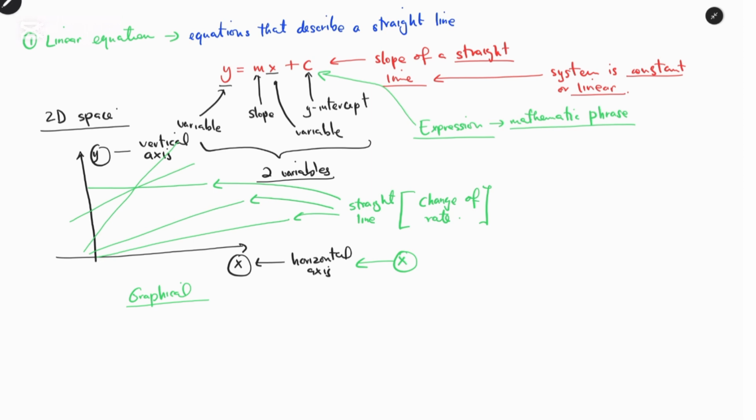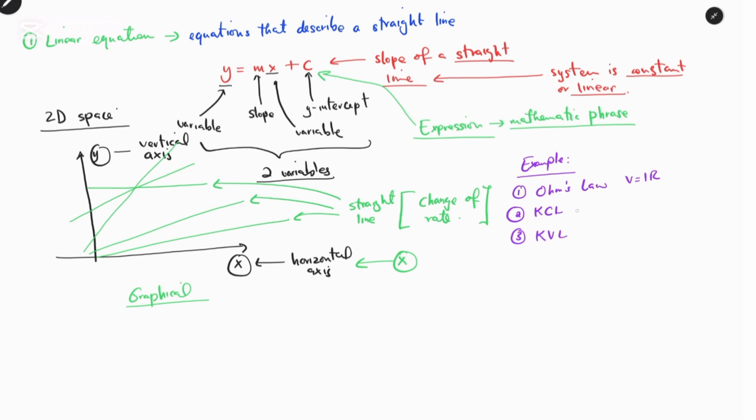Some of the examples of the linear equation is the Ohm's law in electrical engineering. For the Ohm's law, voltage equals current times resistance. We described this in our previous video. And we can have Kirchhoff current law and the Kirchhoff voltage law.